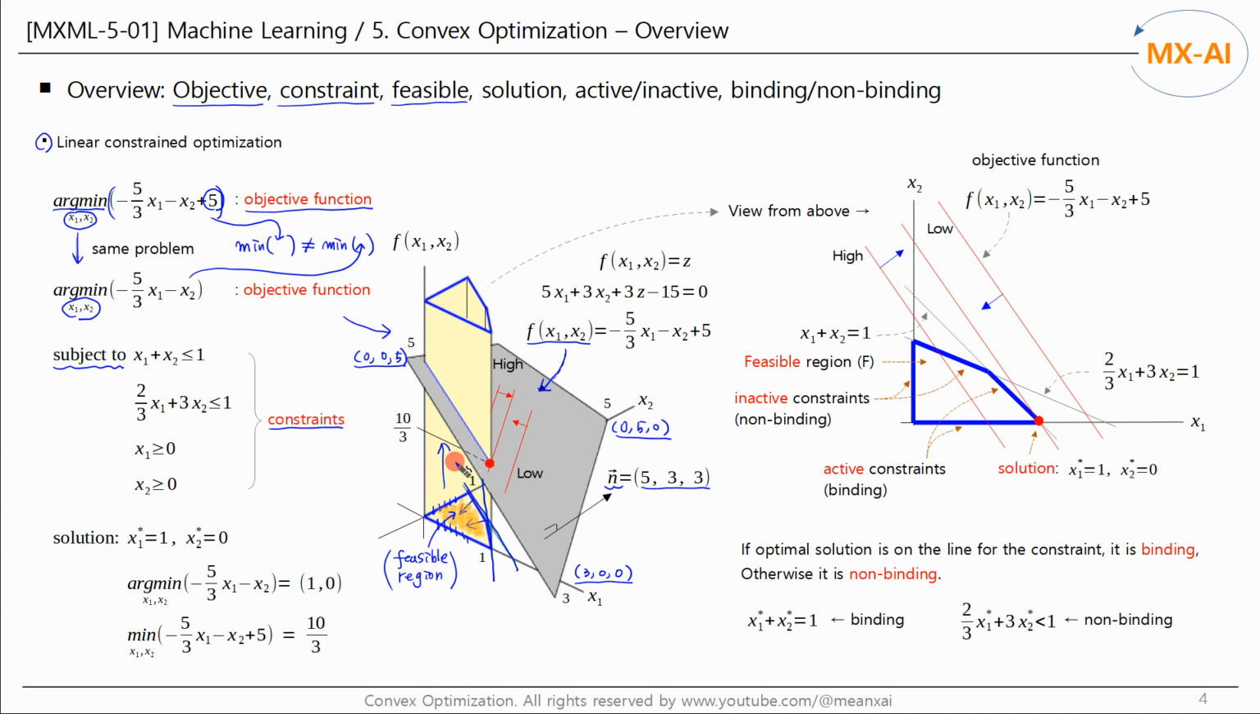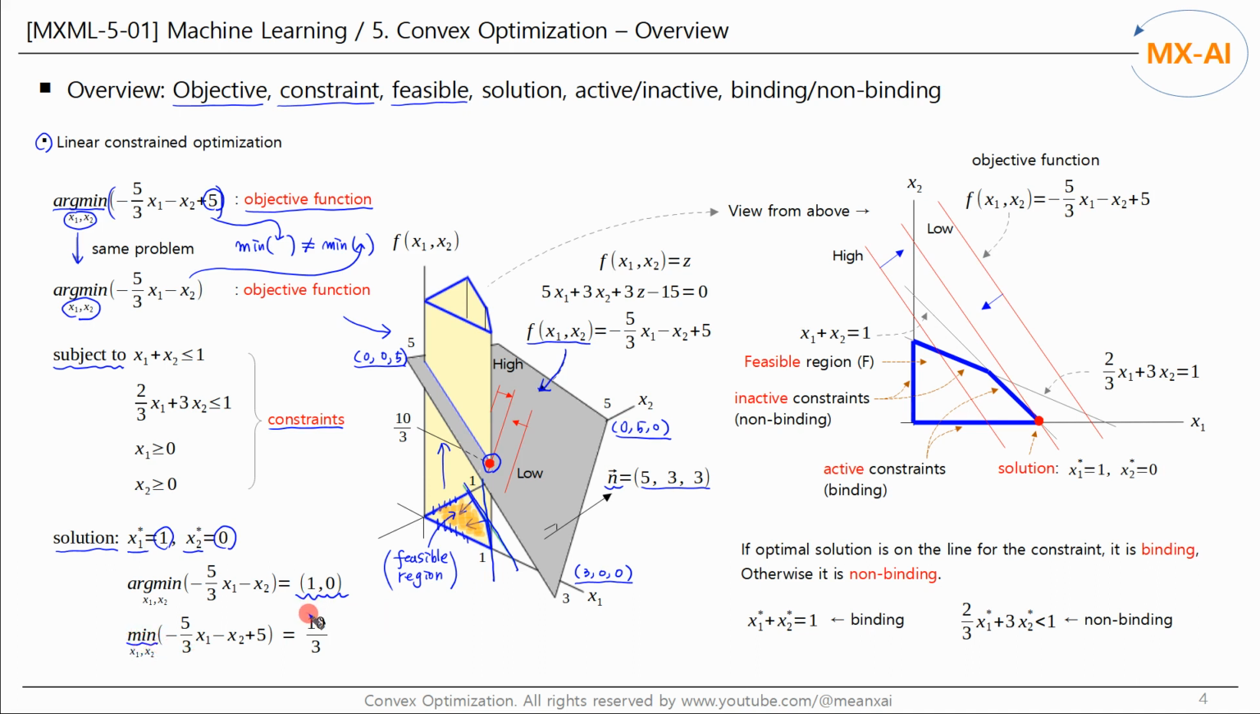The minimum point of this function within this region is this point. Therefore, the solutions to this optimization problem are x1 asterisk and x2 asterisk, which are 1 and 0, respectively. And the min value of this function is 10/3.